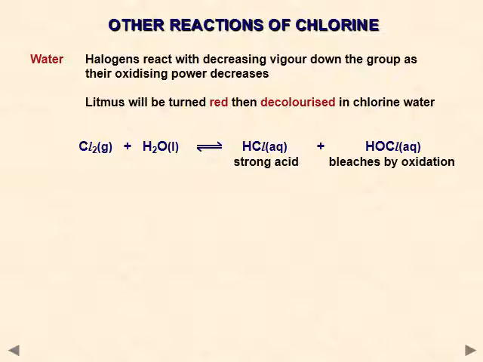acid chlorate 1 acid. In this HOCl, the oxidation state of Cl is +1, whereas in HCl, the oxidation state of Cl is -1. So you will see that there is an oxidation as well as reduction. When you add blue litmus paper to the solution, HCl will turn it red, but then HOCl will decolorize because HOCl produces atomic oxygen, which causes the bleaching reaction.